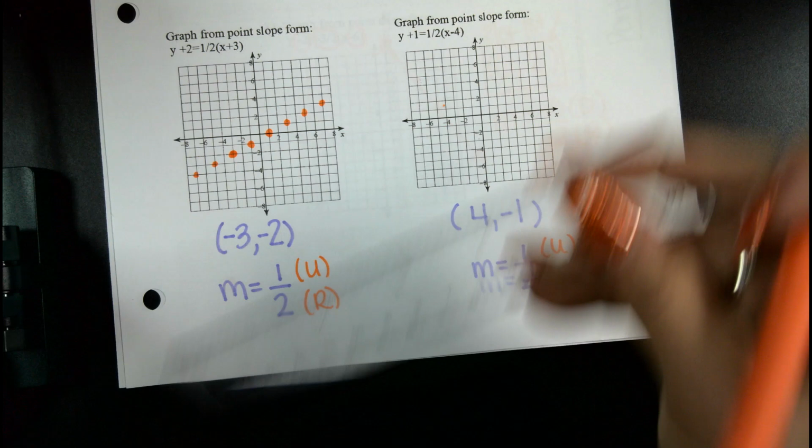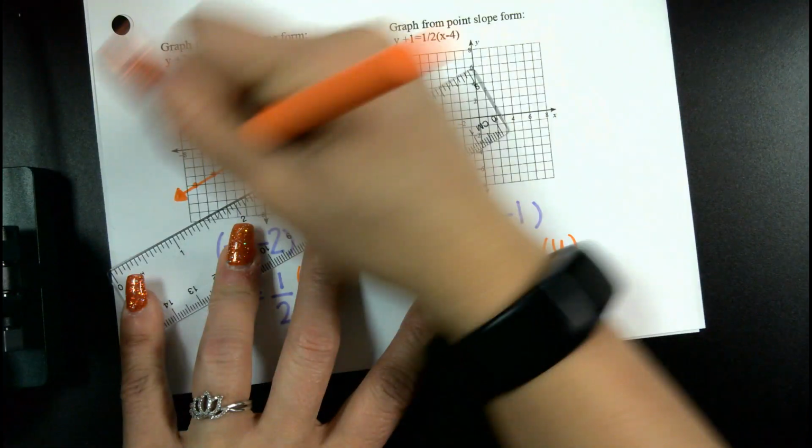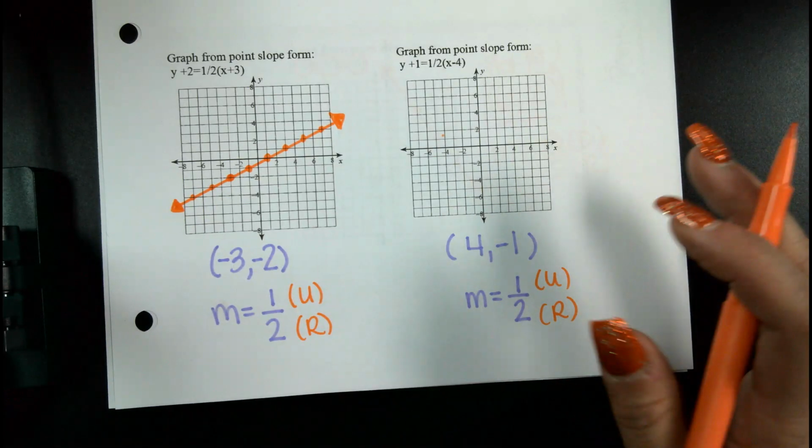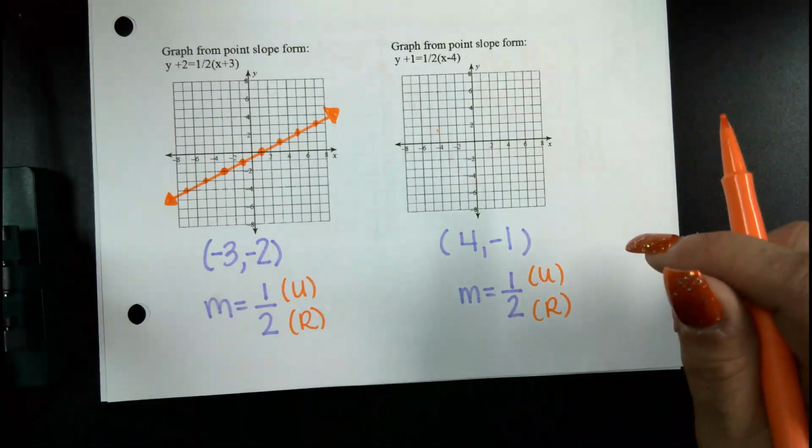Remember, I said this 2 days ago or yesterday. The more points you plot, the more accurate your line is. So don't be lazy. You fit as many points as you can on there, because that's way more accurate than somebody who would have just plotted the first 2 points. I don't accept that.